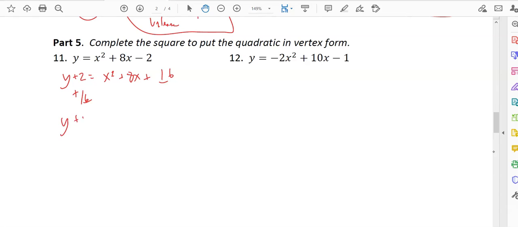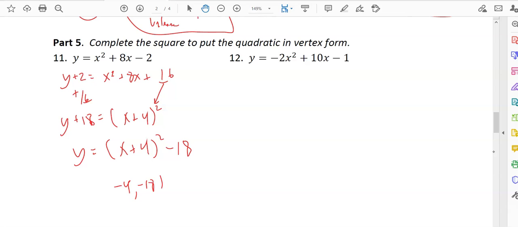So we get y plus 18 equals, that should be a perfect square, x plus 4. It's always just the square root of that guy goes there. That's plus and plus, so it's plus. Subtract 18, and that's squared, by the way. So you get y equals x plus 4 quantity squared minus 18. If they asked you what's the vertex, you would say negative 4, comma, negative 18, your h and k. That was not part of the question.